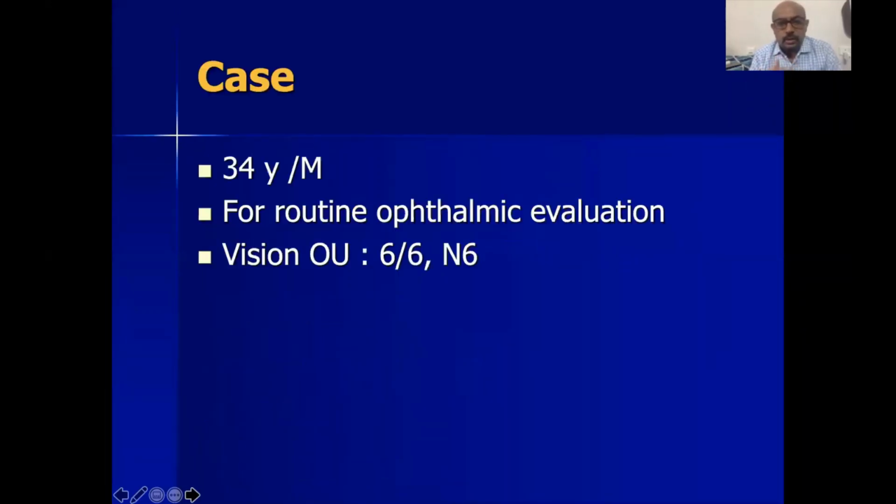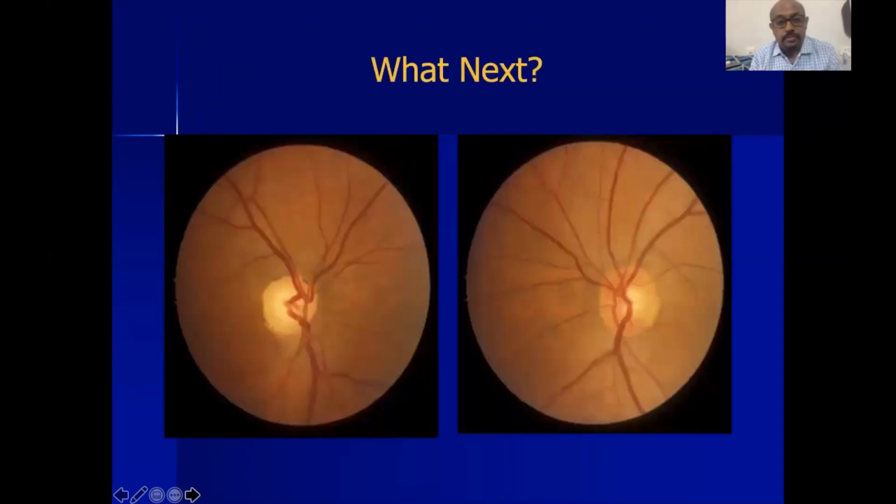So let's look at the first case. We are going to navigate this by having some real life scenarios. For example, you are seeing a 34-year-old male who has come to you for routine ophthalmic evaluation. No ocular problems, no visual symptoms. His Snellen's visual acuity is 6/6 in both eyes. But when you look at the fundus, this is what you see.